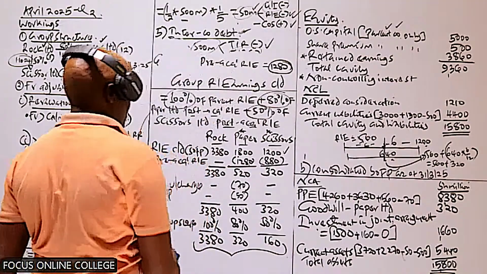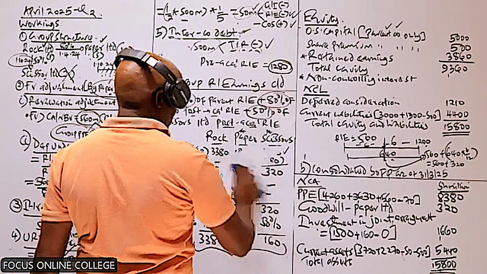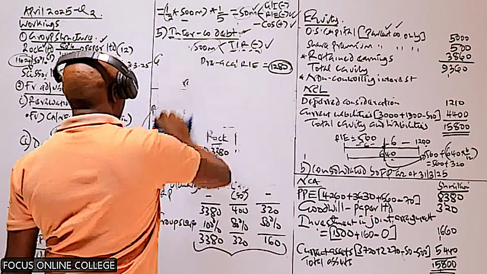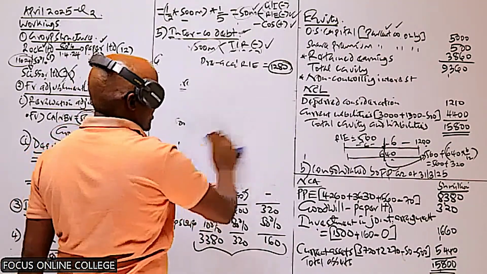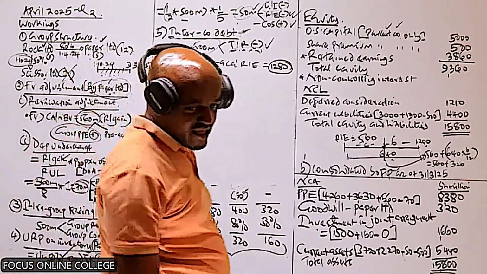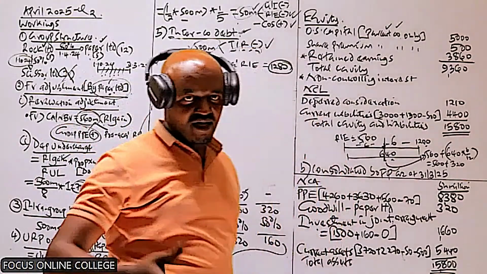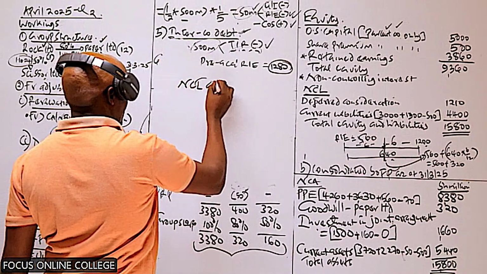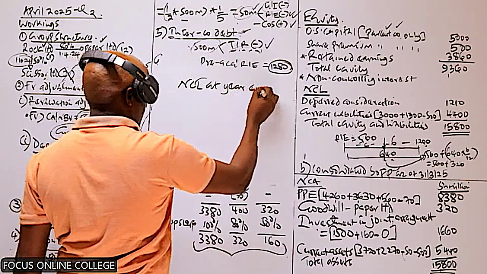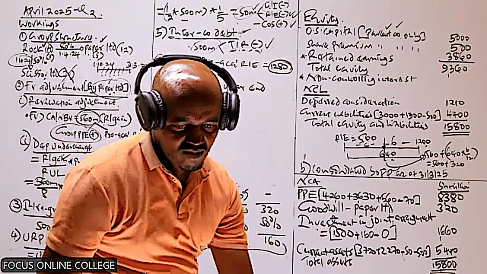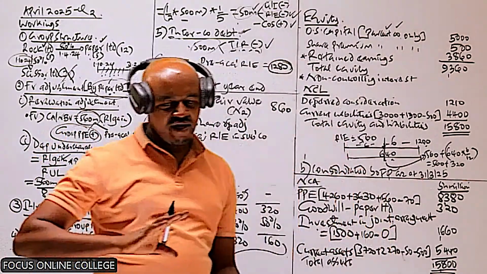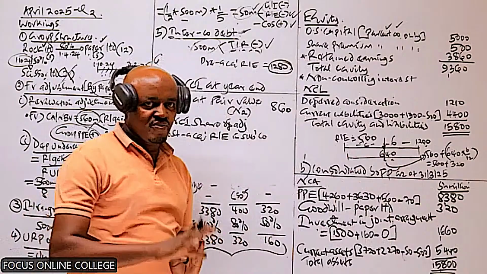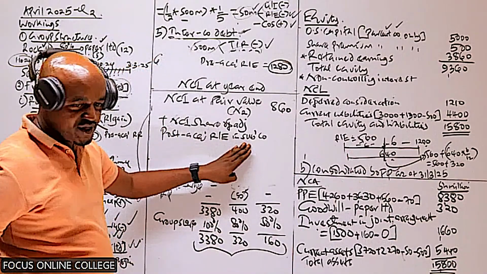So the NCI is what? We'll talk about the NCI basically. This refers to the amount of money invested by the minority shareholders in the subsidiary. How do we compute the NCI at the year end? To be recognized there as a component of it, that is the NCI share of the adjusted post-acquisition retained earnings in the subsidiary.